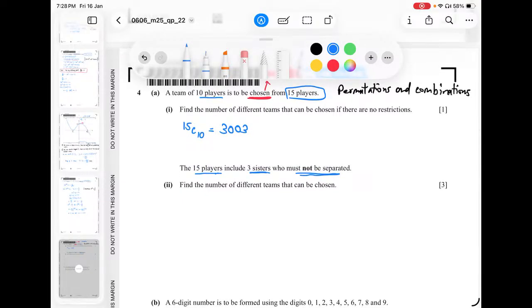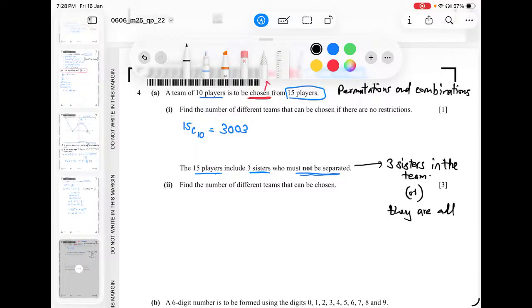So what they told here is the 3 sisters cannot be separated. What that implies? This can imply that the 3 sisters are either all taken in the team, or they are all excluded. Not only one, they should all be excluded from the team because they cannot be separated, as they told you.